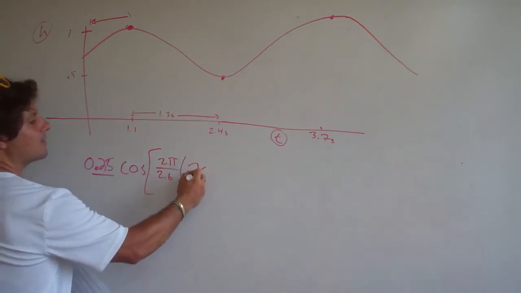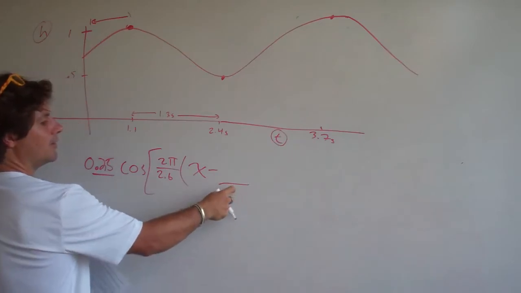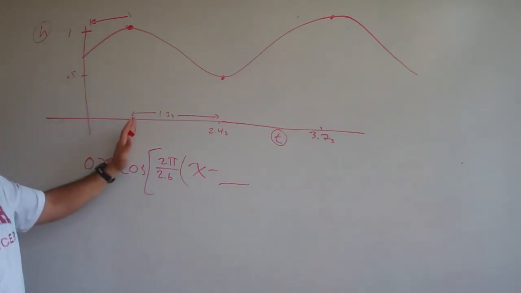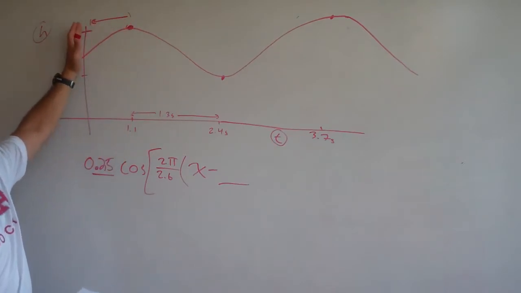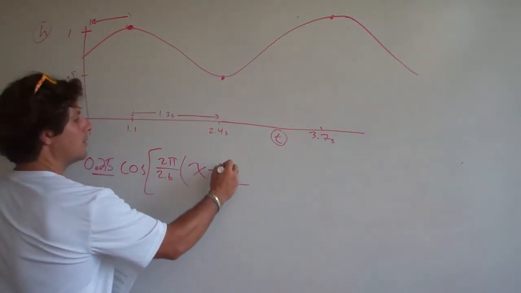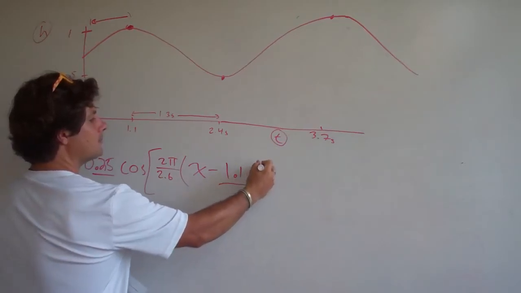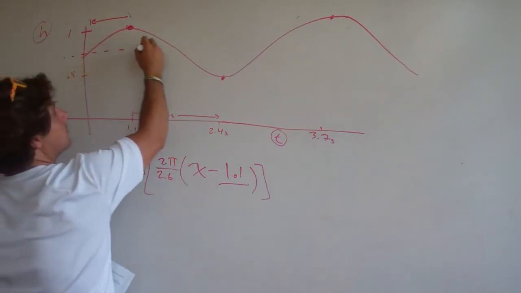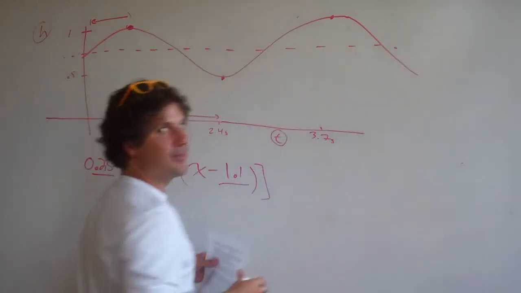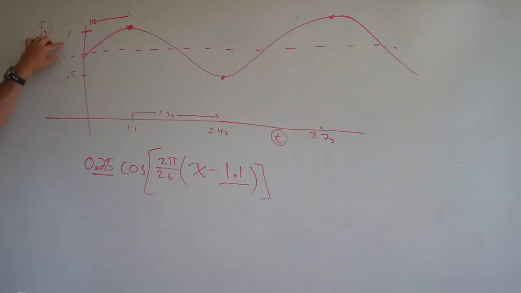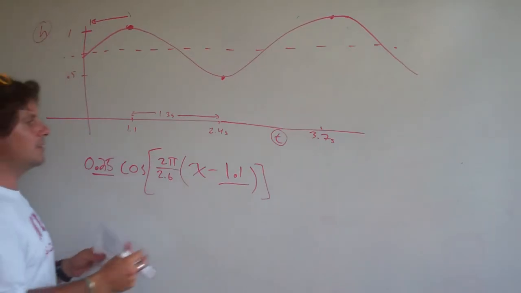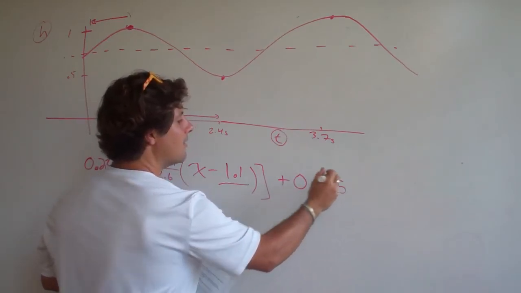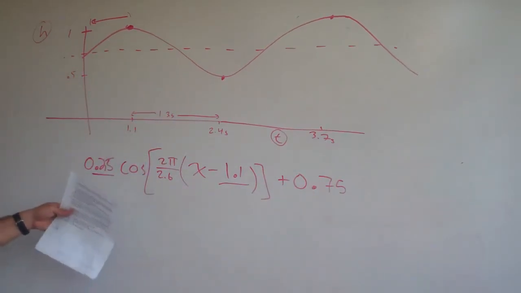And then we have x minus, and what goes here is how much we've shifted. So we've shifted to the right by 1.1. So we need to shift this 1.1 back. So minus 1.1. And then our midline is going to be halfway in between 0.5 and 1. So our midline's at 0.75. So it's been lifted up 0.75. So plus 0.75. And there's an equation for our cosine graph.